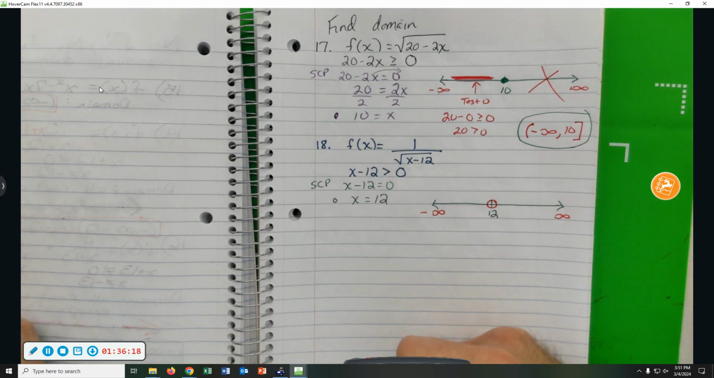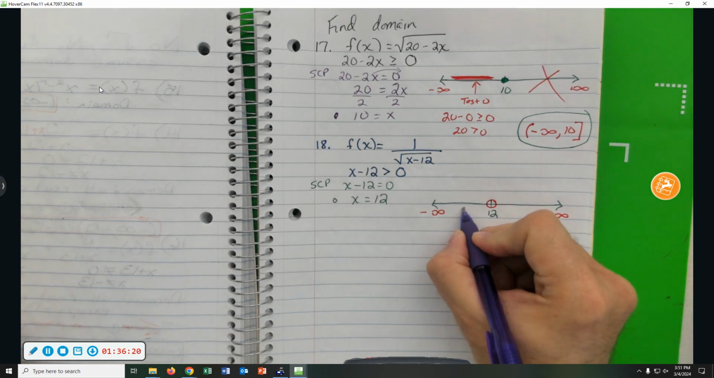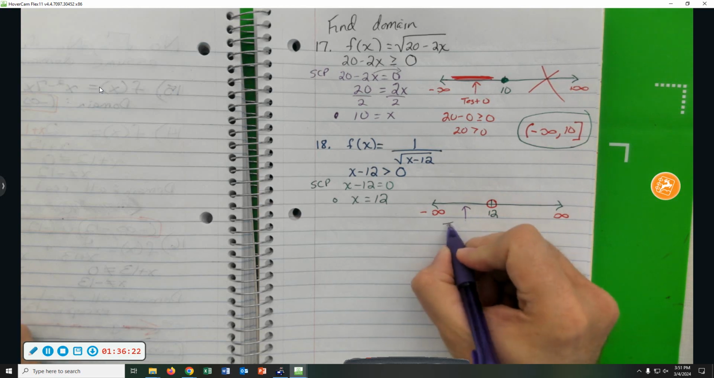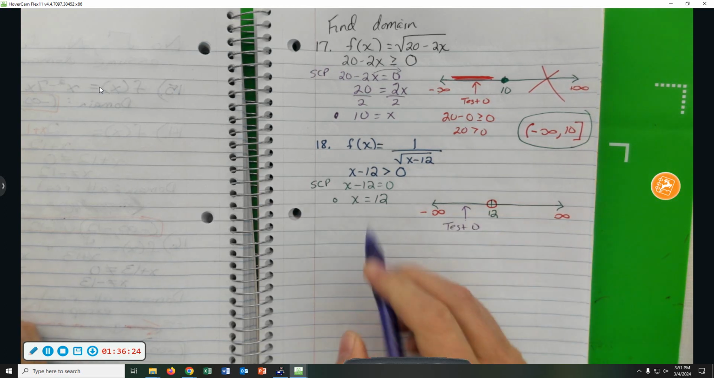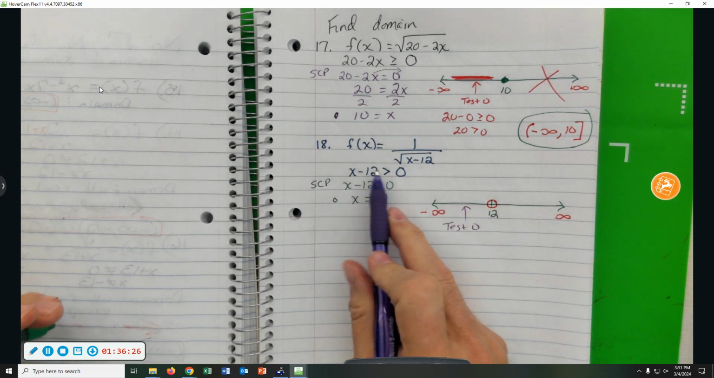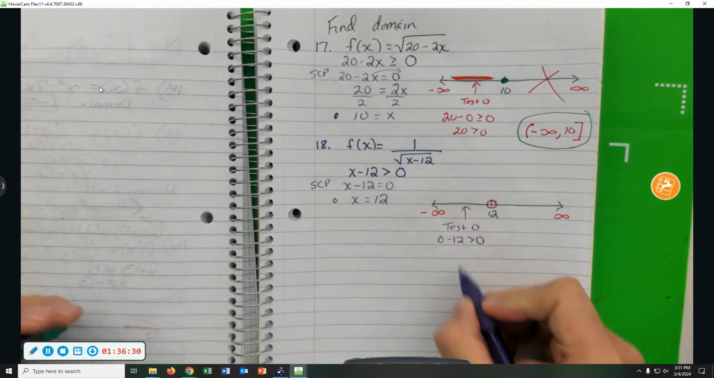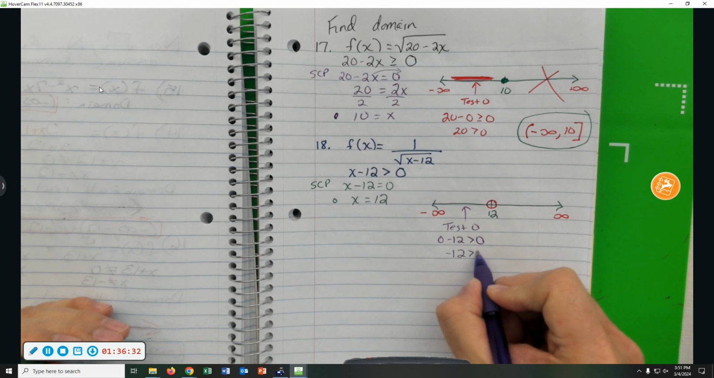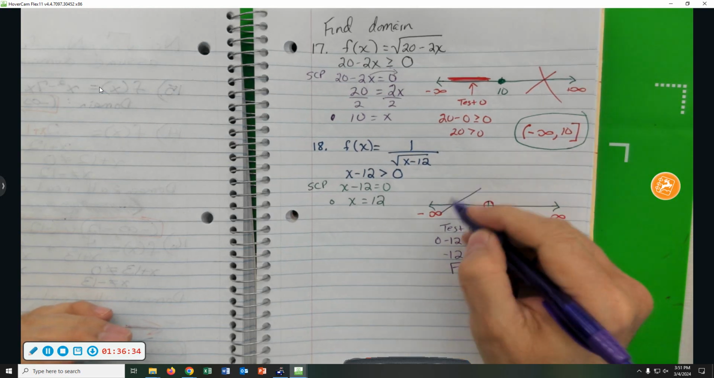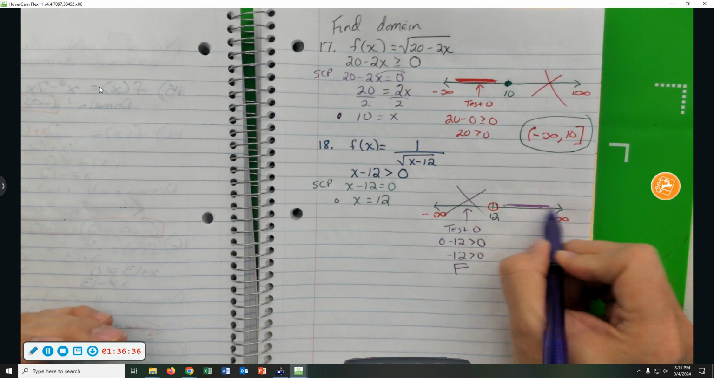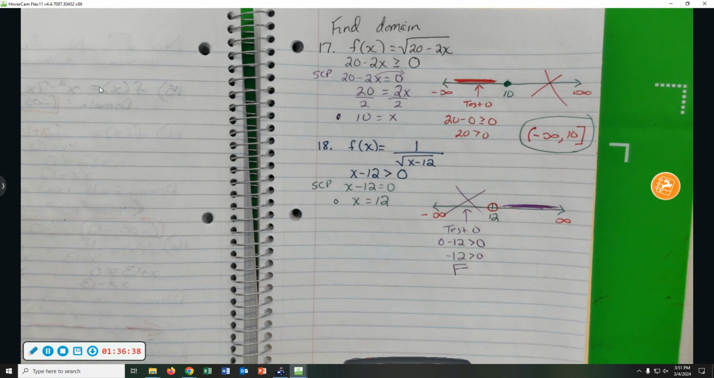What number do you think he's going to test? 0. Okay, 0 is in the left interval. 0 minus 12, is that greater than 0? No, that's false. It should be obvious if you tested 13. 13 minus 12, yes, that's greater than 0.